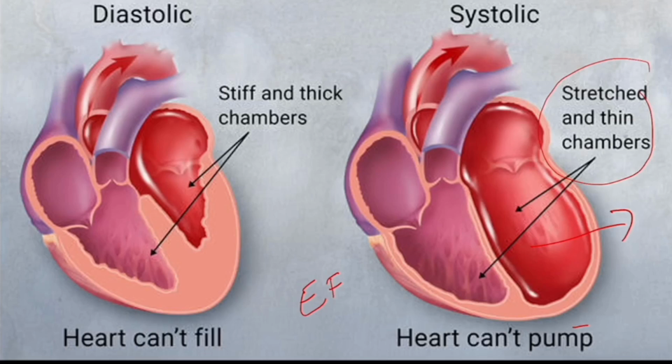Typically it occurs when there is a hypertrophy of the ventricles. Somebody with hypertension can have hypertrophy, athletes can have it, and there is a genetic condition, hypertrophic cardiomyopathy. So these are a few introductory things regarding heart failure.